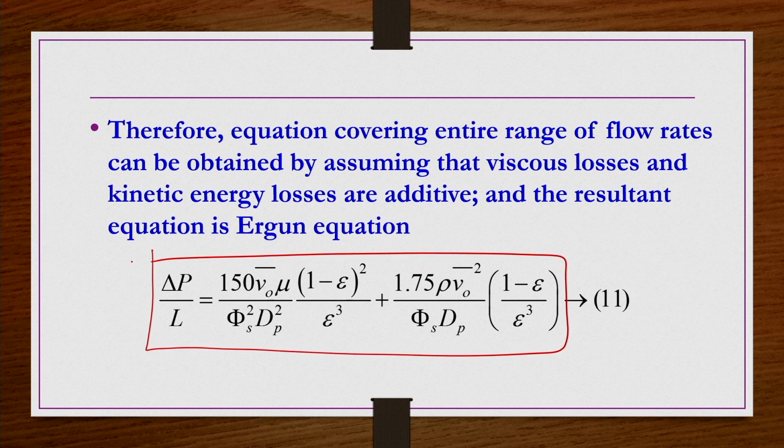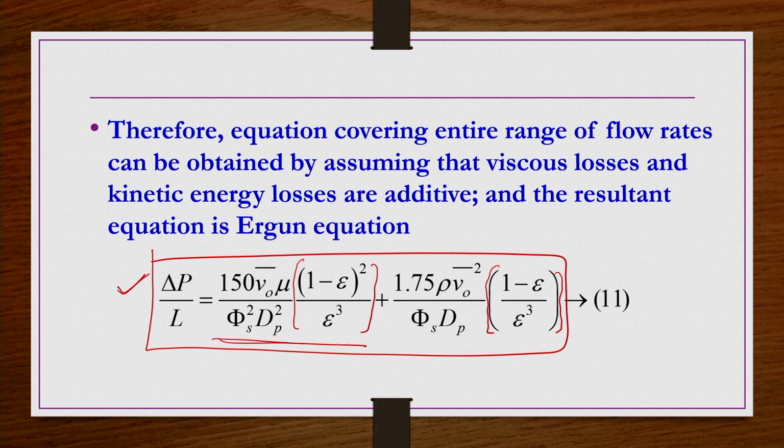delta P by L equals 150 V naught bar mu by phi s square dp square multiplied by (1 minus epsilon) square by epsilon cube, plus 1.75 rho V naught bar square by phi s dp times (1 minus epsilon) by epsilon cube. Now, we can see the viscous losses have a (1 minus epsilon) whole square by epsilon cube term, and the kinetic losses, the second term, have a (1 minus epsilon) by epsilon cube term. Okay. So, one should be careful about them, and indeed we can find out the reason why it is so. So, this is the Ergun equation.